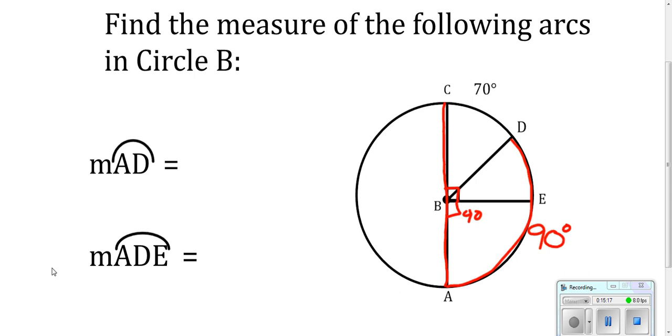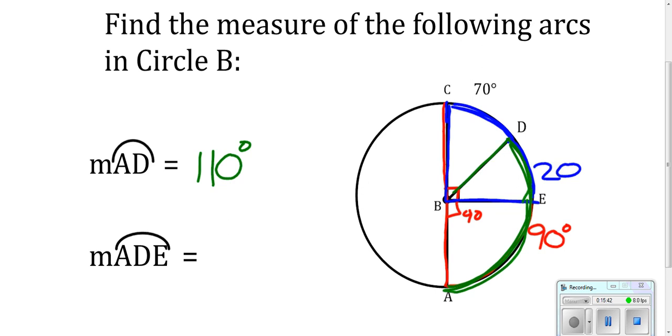Now, I need to find DE. Well, this one right here is also 90. I already know that this is 70, so DE is going to be 90 minus 70, which is 20. Okay, so let me do it in green, from here to here is 20. From here to here is 90. So to find arc AD, I add them together and I get 110 degrees, which also tells me that angle DBA is 110 degrees.